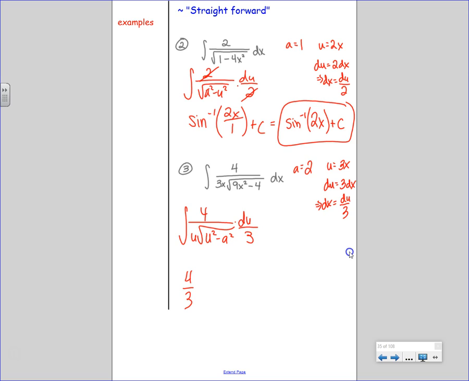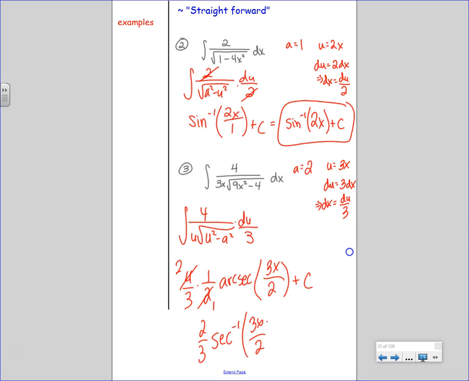4/3 times, okay, how do I take the integral of 1 over u square root of u squared minus a squared du? 1 over a. Good. 1 over a, arc secant, or secant inverse, either way, of u over a. Got it. Now go ahead and reduce the 4 into 2. So I end up with 2/3 arc secant or secant inverse, same thing, of 3x over 2. Does that make sense, kiddos?